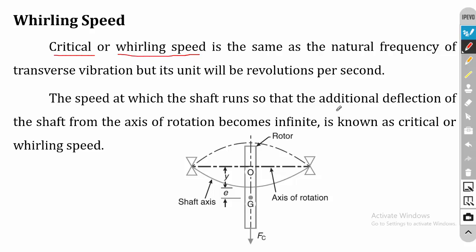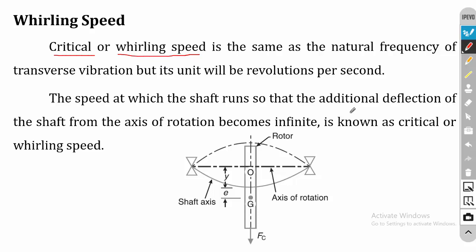You might have done the experiment in your dynamics laboratory. When the shaft is running at its critical speed, then the deflection will be very high. That is the dangerous part of critical speed. Every system has many degrees of freedom, so based on the degrees of freedom, the system may have n number of critical speeds or whirling speeds, but we are going to focus only on the lowest critical speed.